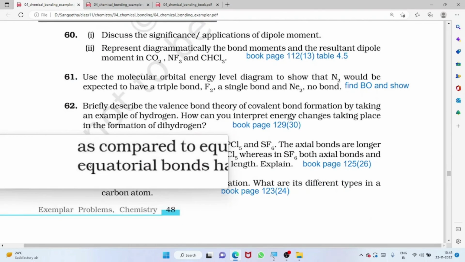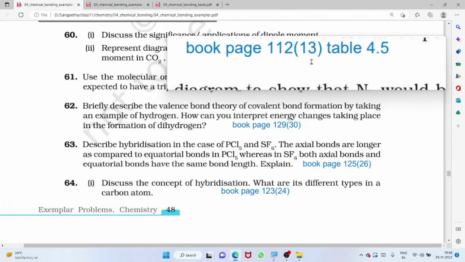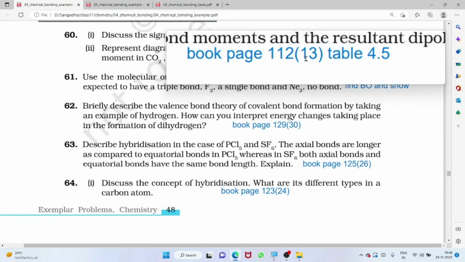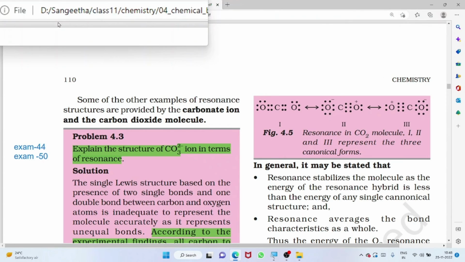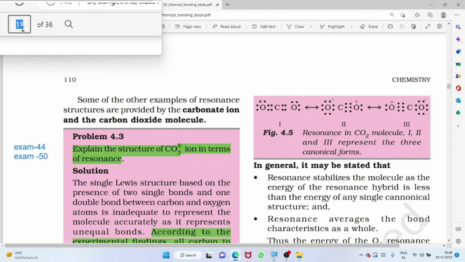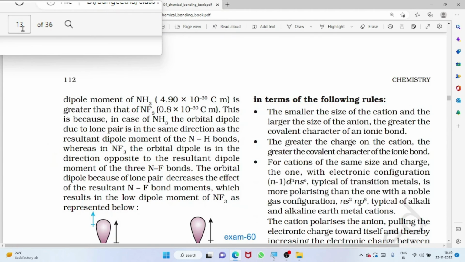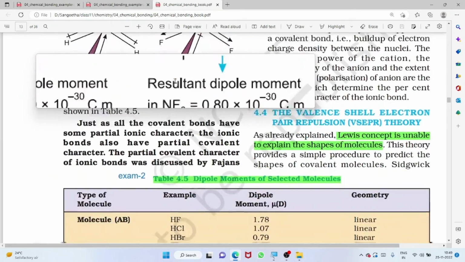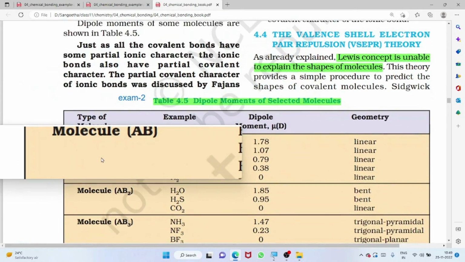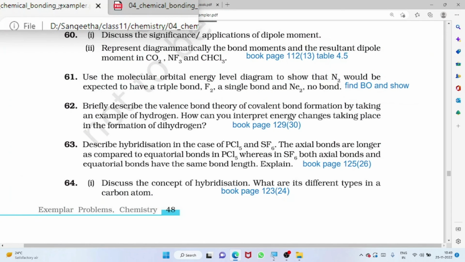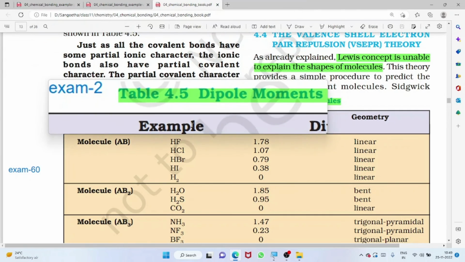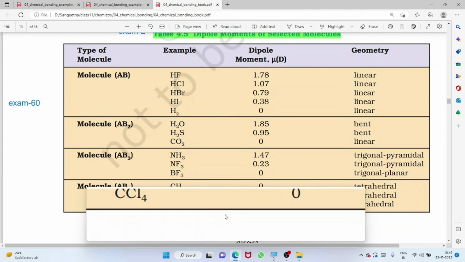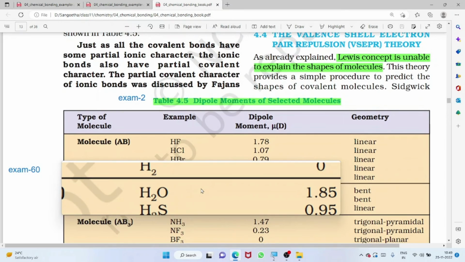Long answer: discuss the significance and applications. That is also in the book. So here they are given various dipole moments. You can go through it and go through the explanation also.